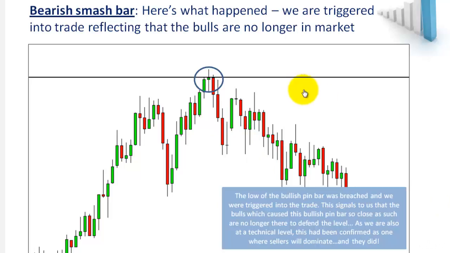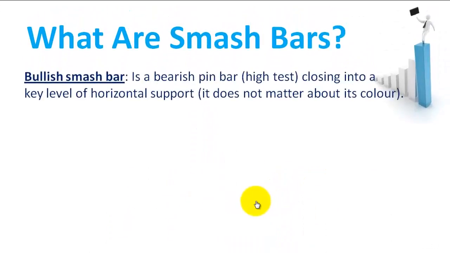And of course, we had the technical level of resistance on our side here. As you might remember in the previous module, the bounce is 70% more likely than the break. So pure logic would dictate that even if we didn't have a smash bar, we would be looking for a short way off this level anyway, given that it's a 2-year high. So a bullish smash bar.